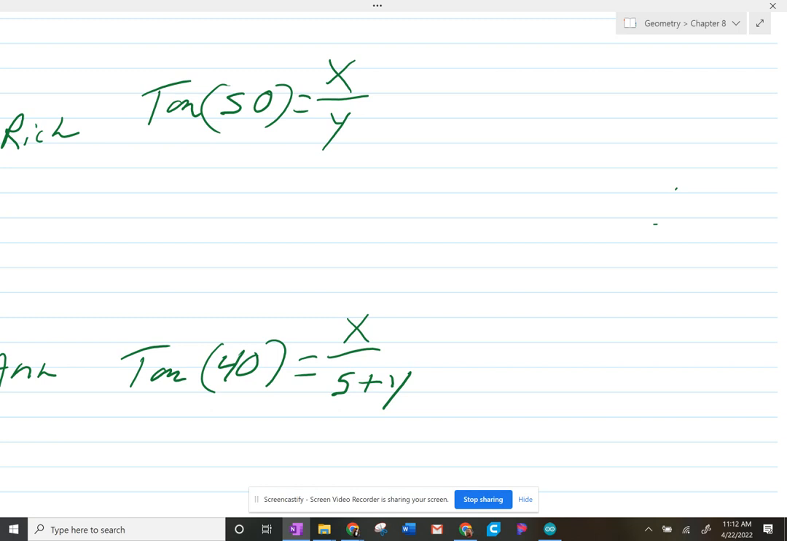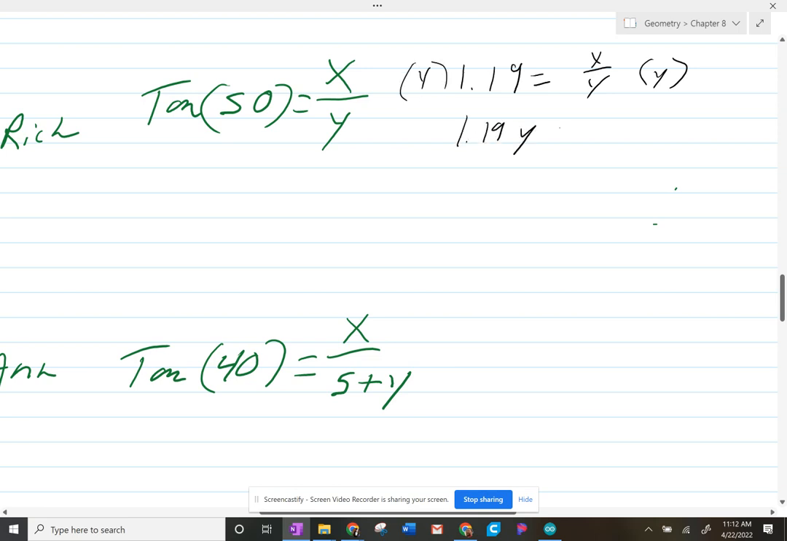So tangent of 50, I can put that on my calculator. Tangent of 50 will give me a decimal. So I have 1.19 equals x over y. I want to get x on a side by itself, so I'm going to multiply both sides by y. So I get 1.19y equals x. Again, I just got the x on the side by itself. The rest of that stuff is over there.